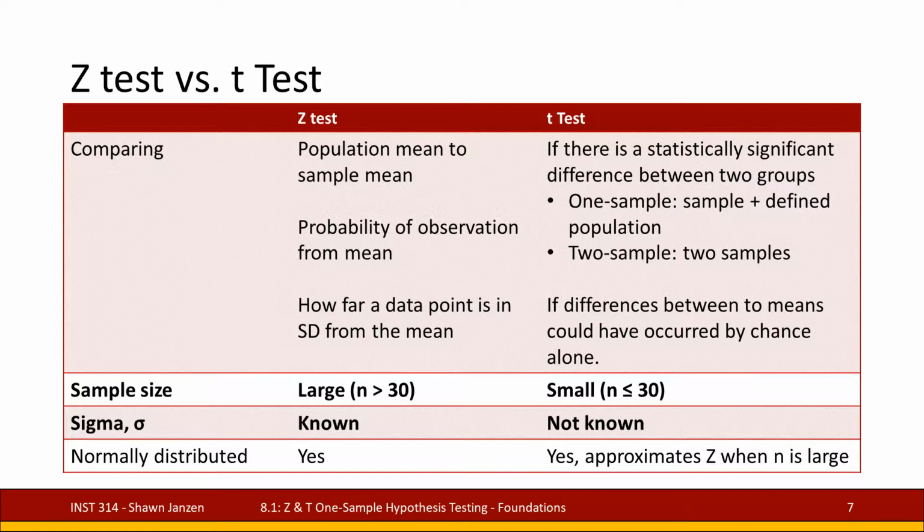Sample size: with Z's, you have to be larger than 30. T's, they have to be smaller than 30. Sigma: in a Z test, sigma is known, and in T's, sigma is not known. Both of them are approximately normally distributed, and T becomes more so when the N is large.